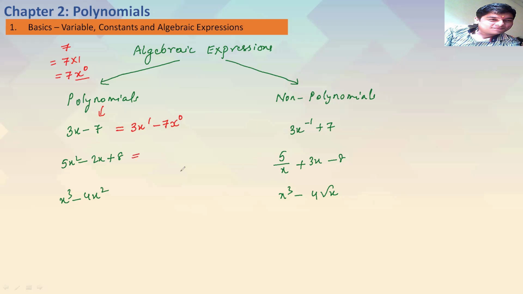Now try to make this one in the same form. 5x square minus 2x plus 8. Minus 2x whole raised to 0. 2x power 1. There is x there. If x is visible, if x is there, the power is 1. And plus 8. What about the 8 part? 8x whole power 0. Very, very good. Okay, what about this?